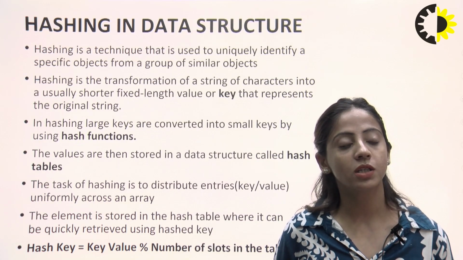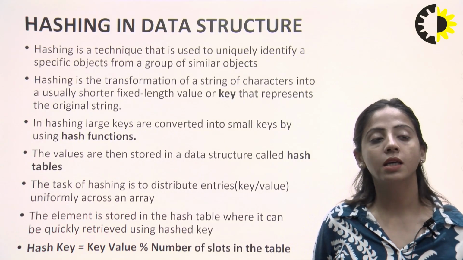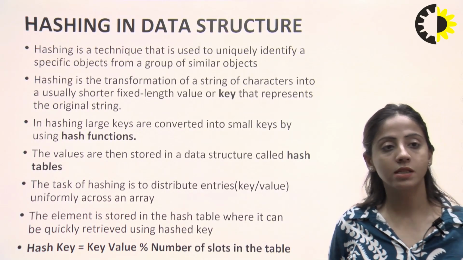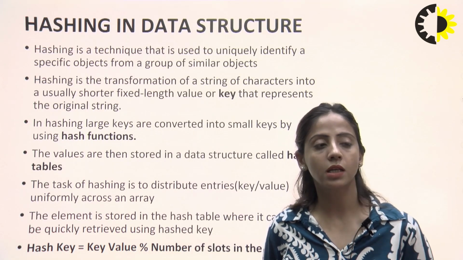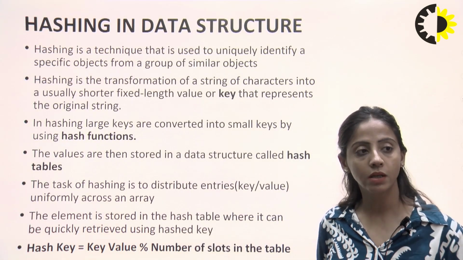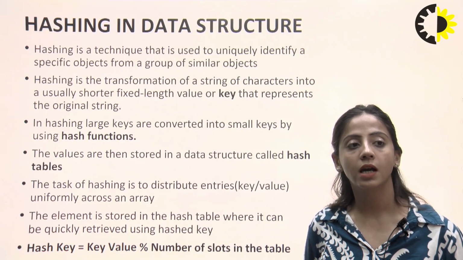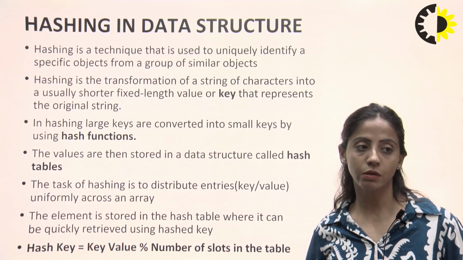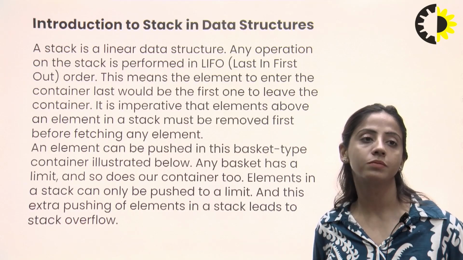The task of hashing is to distribute entries, key and value, uniformly across an array. The element is stored in the hash table where it can be quickly retrieved using the hashed key. Hash key is key value modulus the number of slots in the table.